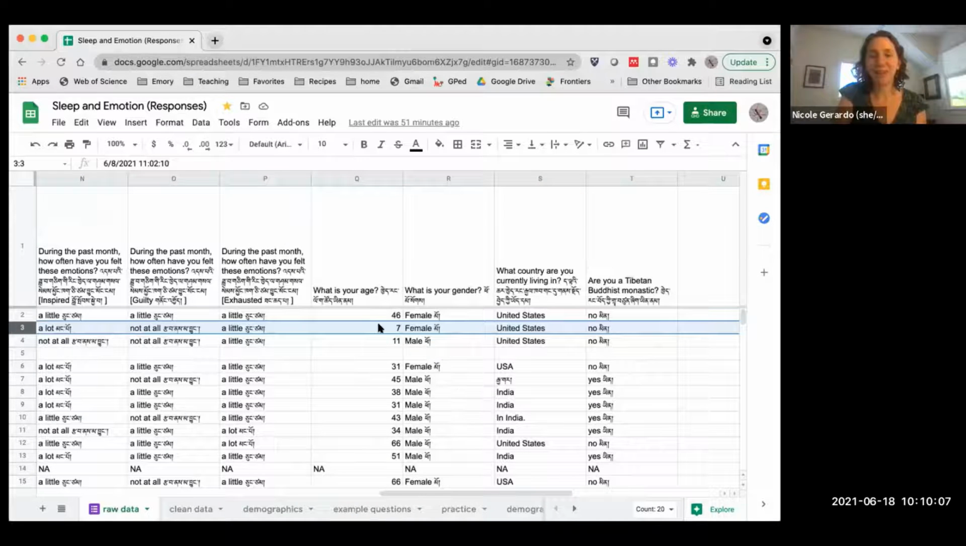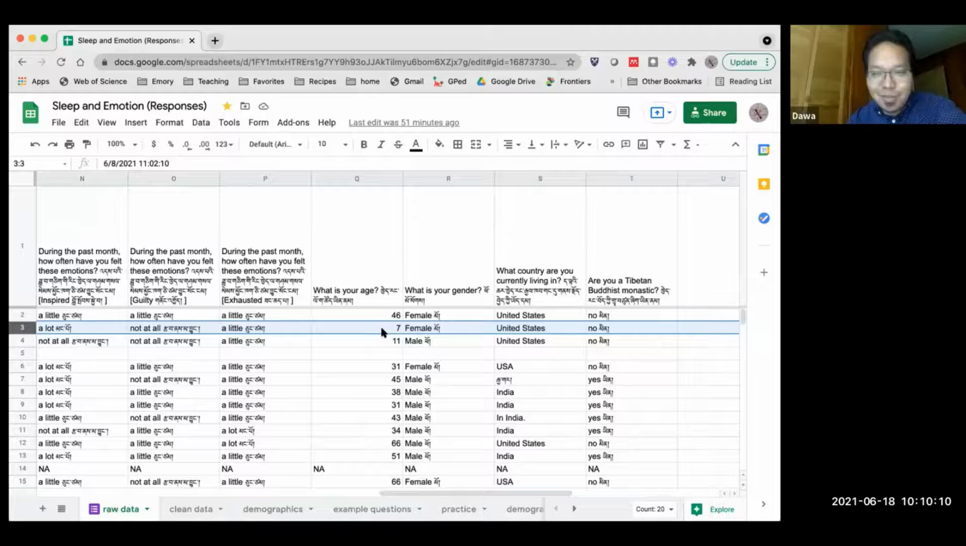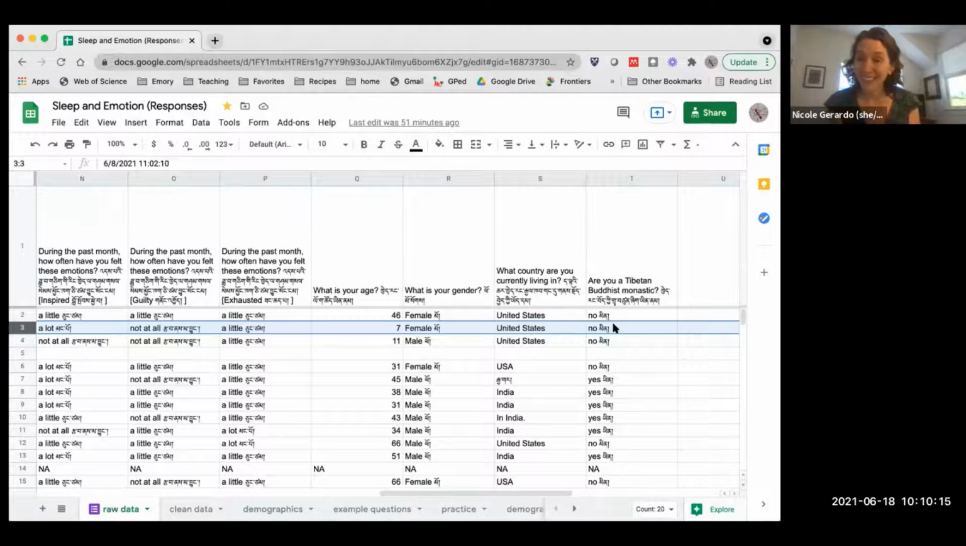And if we go farther, we'll see that she's 7 years old. Then look at her race. And she is not a Tibetan monastic.